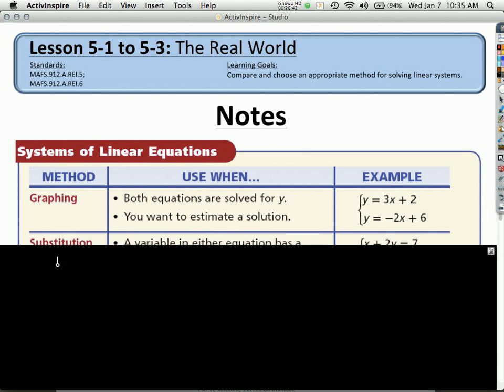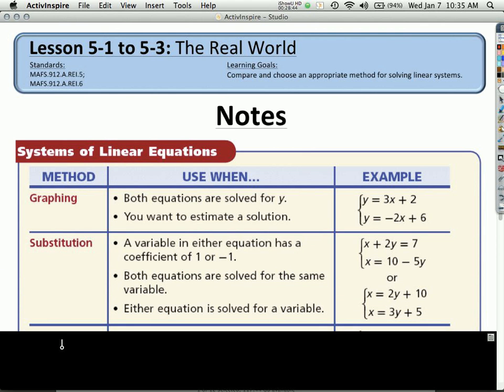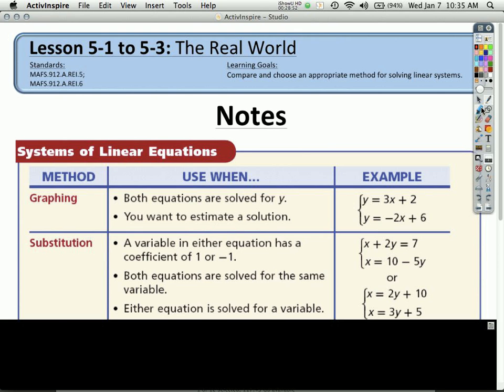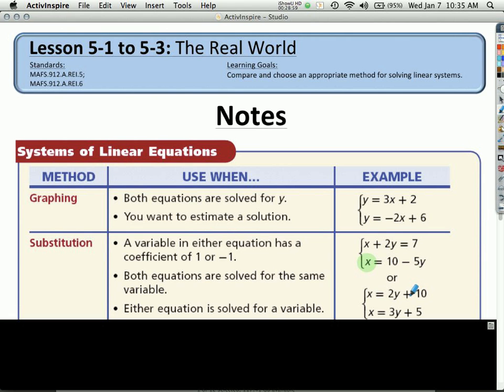Which leaves us with the other two. So when is substitution a good idea? Well, look at the examples all the way on the right. It's just like during the warm-up. We have a system in which one of the equations is isolated or both of them are isolated. That makes it really easy. Those situations are set up beautifully for substitution.